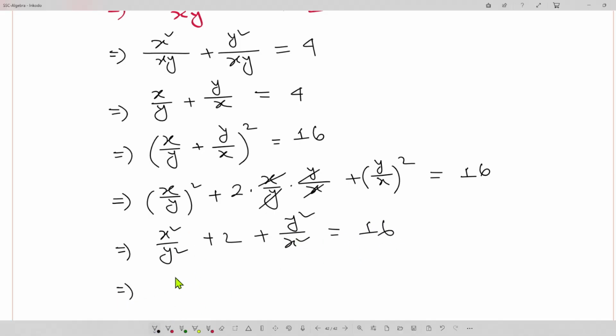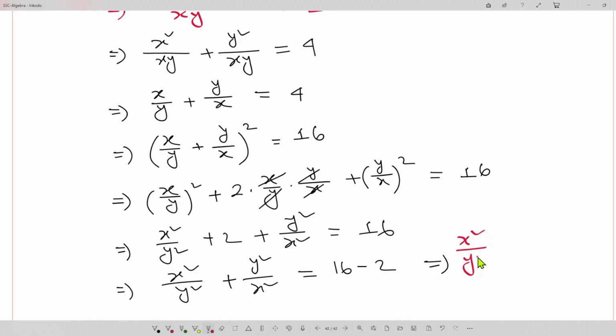Now look, we can write x square by y square plus y square by x square, and for this 2 we can subtract from both sides. It means 16 minus 2. Finally we get what? We are getting x square by y square plus y square by x square equals 16 minus 2, it means 14.